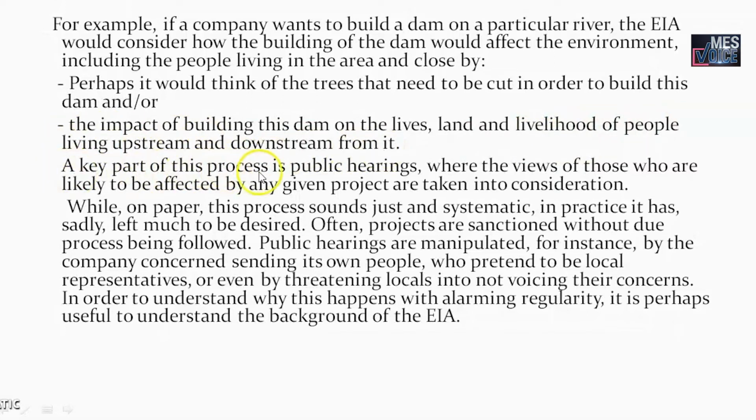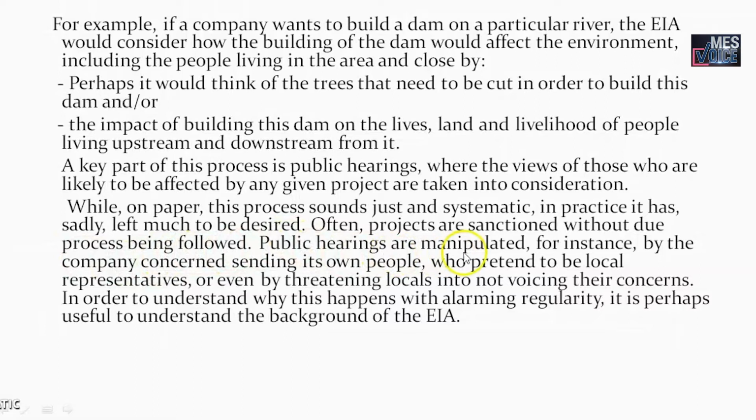A key part of this process is public hearings, where the views of those who are likely to be affected by any given project are taken into consideration. While on paper this process sounds just and systematic, in practice it has sadly left much to be desired. Often, projects are sanctioned without due process being followed.